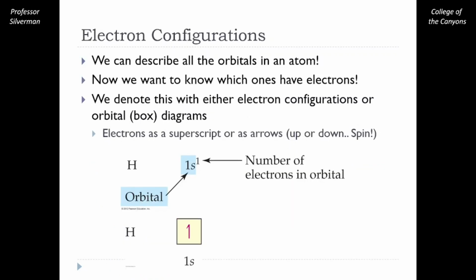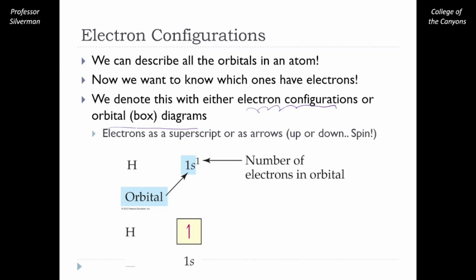All right, we've gotten to a good point. We can describe all of the various orbitals that exist in our atoms. Now we want to get into this idea of electron configurations. Which of those orbitals actually has electrons in them? And how many electrons are in each of those orbitals? We can do this with our electron configuration or with a box diagram, an orbital diagram.